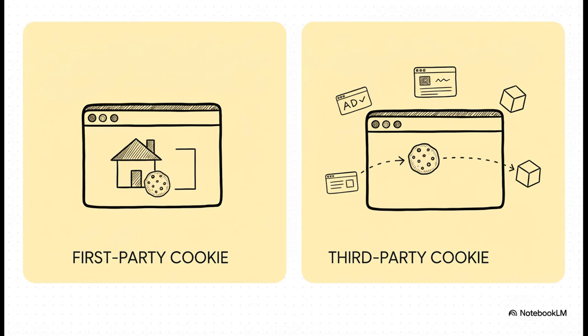A first-party cookie comes directly from the website you're visiting. It's usually there to help you out. But a third-party cookie? That's set by a totally different website, often an ad company, and its job is to track what you do across many different sites.